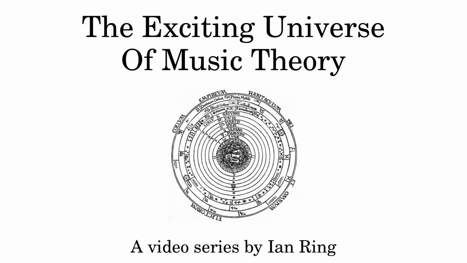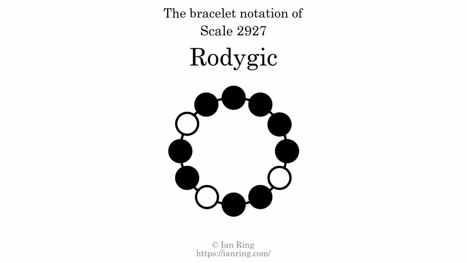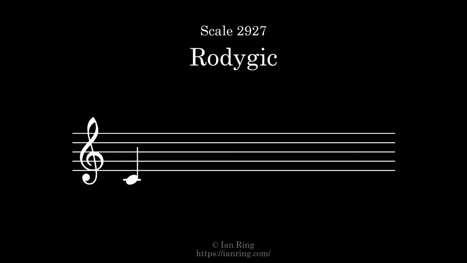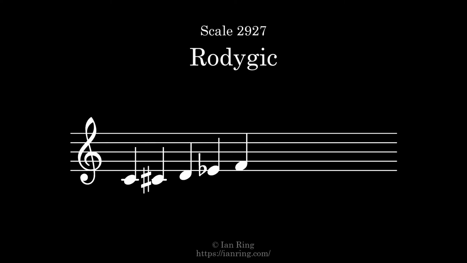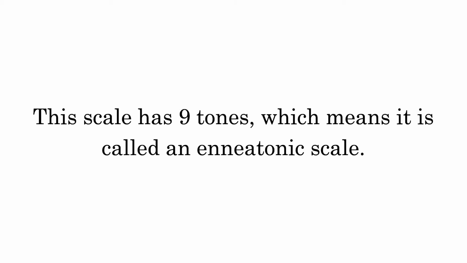Welcome to the exciting universe of music theory. Are you ready to learn? Then let's begin. Today we will talk about scale 2927, Rodygic, which sounds like this. This scale has 9 tones, which means it is called an enneatonic scale.